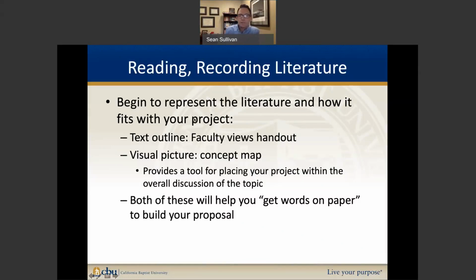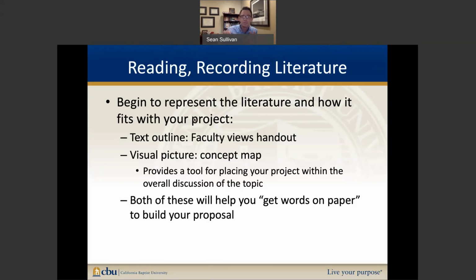And once you reach that saturation point, now's the time to begin to represent the literature and how it fits with your project. So again, back in the introduction, this is where you have major themes in your literature review, and you list those themes as subheadings within the introduction. You organize your discussion about your topic related to these major trends in your lit review. And a good way to come up with those major themes or trends in the literature review is through a text outline or a visual picture.